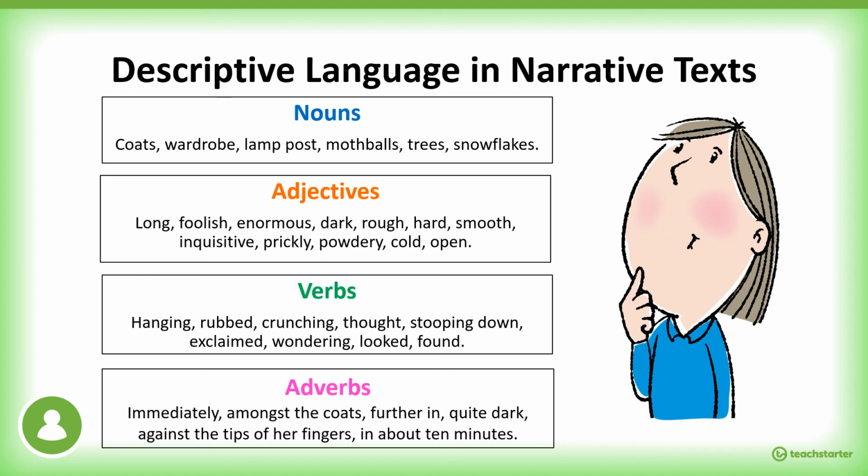Some verbs, which were the doing words, often used in past tense in a narrative: hanging, rubbed, crunching, thought, stooping down, exclaimed, wondering, looked, found. And you can see that they've used words like exclaimed, wondering, instead of words like said. Not once did they mention the word said in that text.